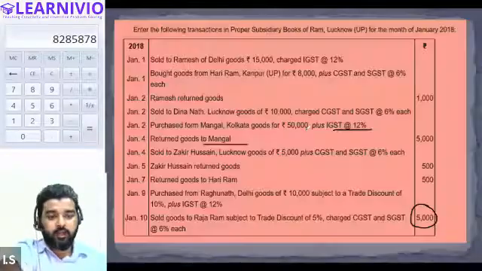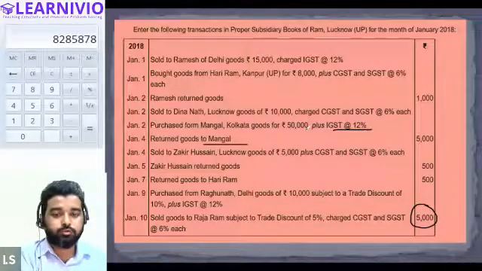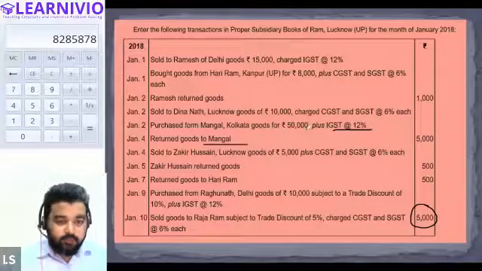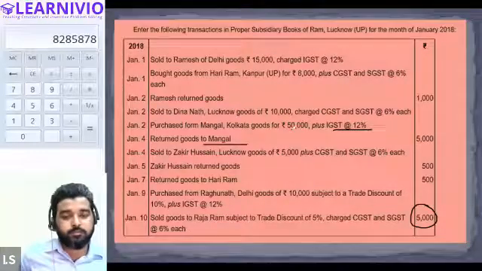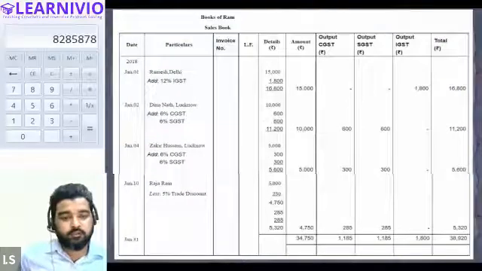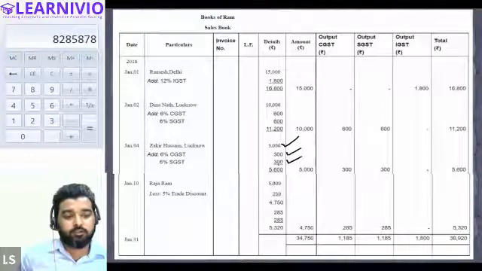After that, on January 4, sold to Zakir Hussain, Lucknow, goods for 5,000 plus CGST. So this will be recorded in the sales book. On January 4, we are selling goods of rupees 5,000. CGST is 300. SGST is also 300. So now the total value is 5,600.